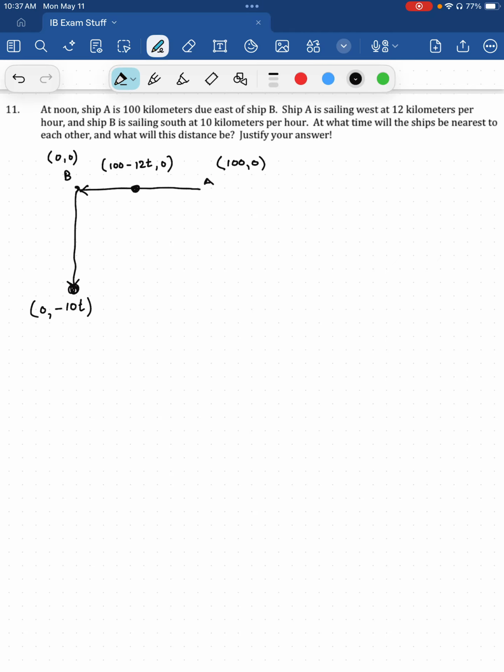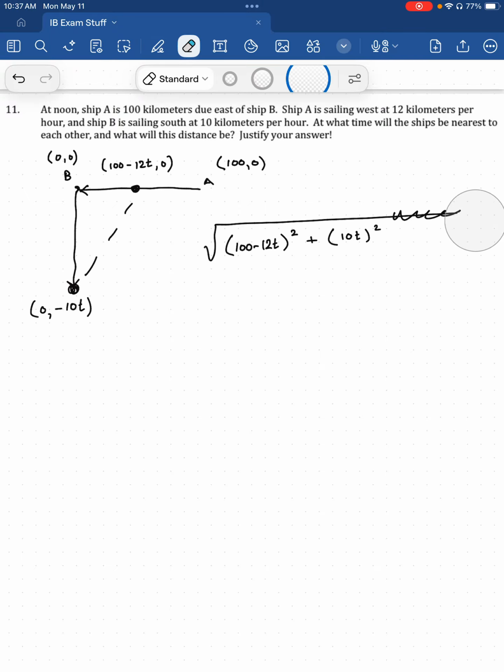Now, once we have those coordinates, it's just optimizing the distance between them, which is just the square root of the difference in their coordinates squared. So 100 minus 12t minus 0 is just (100 minus 12t) squared, plus 0 minus negative 10t, which is just (10t) squared. And we can switch the order of the subtraction because when we square it, it's going to become positive anyway. So it doesn't matter that I switched which one was 1 and 2.